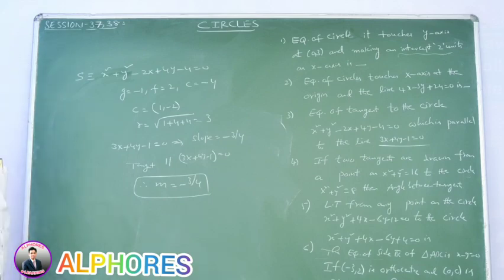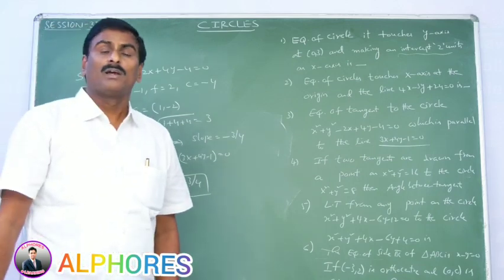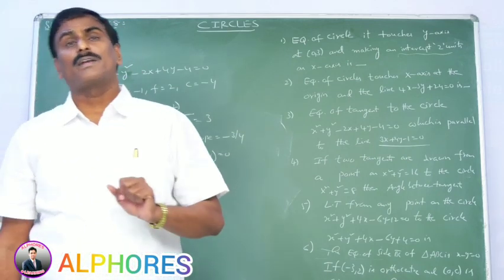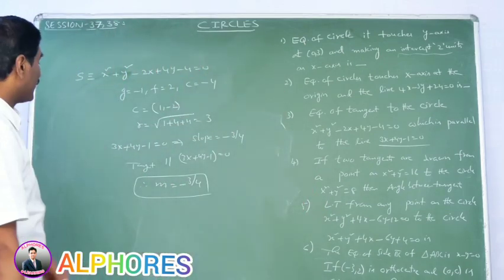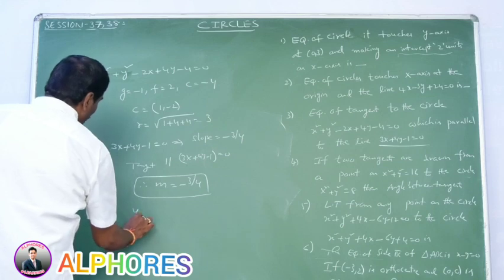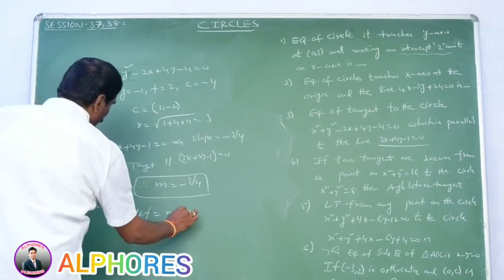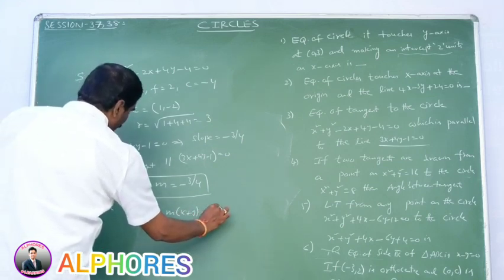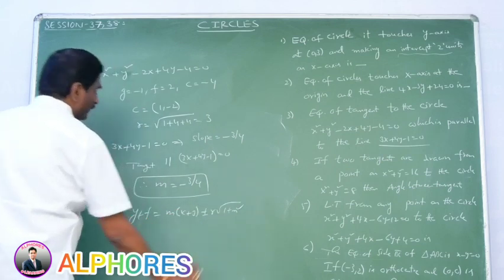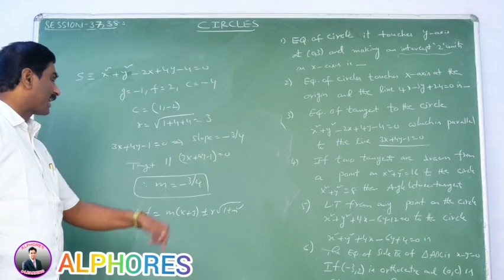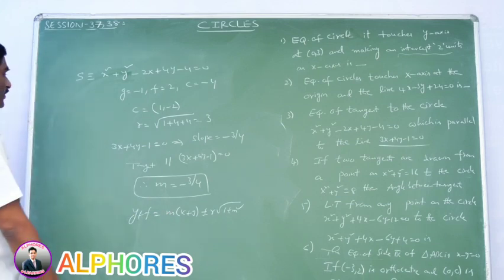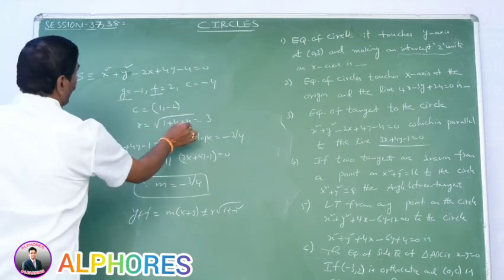If the slope of the tangent is given, what is the equation of the tangent? y is equal to mx plus or minus r into root over 1 plus m square when the center is 0, 0. If the center is not 0, 0, the equation of the tangent is y plus f is equal to m into x plus g plus or minus r into root over 1 plus m square. Here, g, f and r are known values.